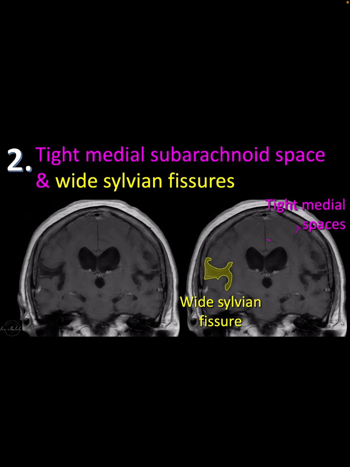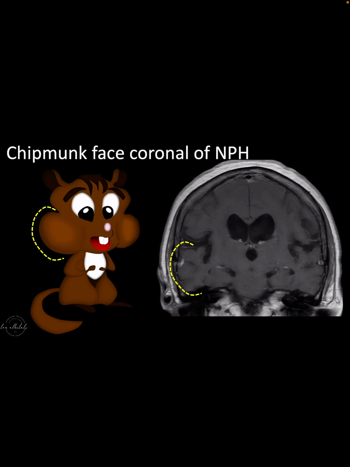For this, the Symphony trial used the finding of tight medial CSF spaces at the vertex, but wide sylvian fissures. Some call this disproportionately enlarged subarachnoid spaces, or DESH. This type of DESH, where there are tight spaces superiorly and wide sylvian fissures, is best seen on the coronal images. Now, I think that this finding of tight CSF spaces at the vertex and wide sylvian fissures makes the brain on the coronal images look like a chipmunk.